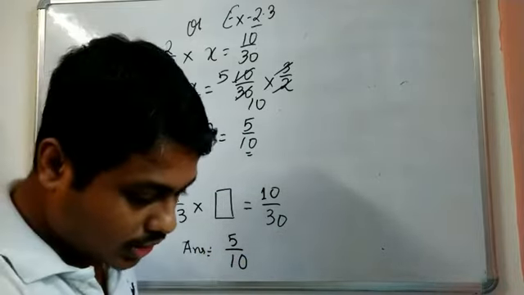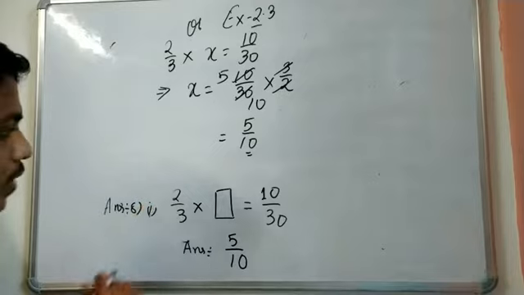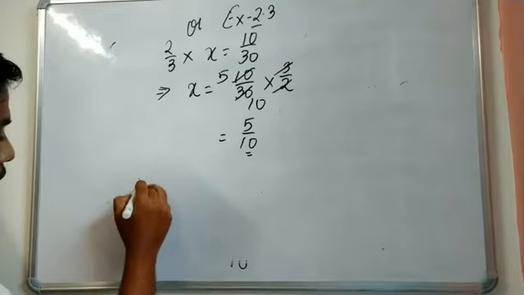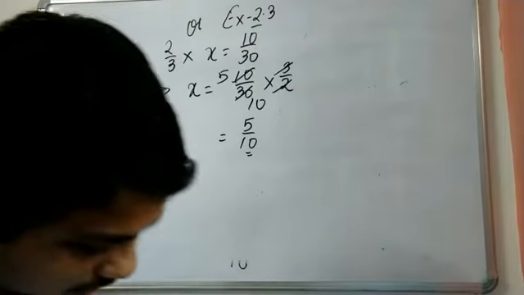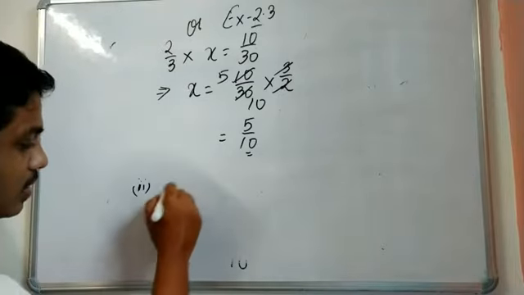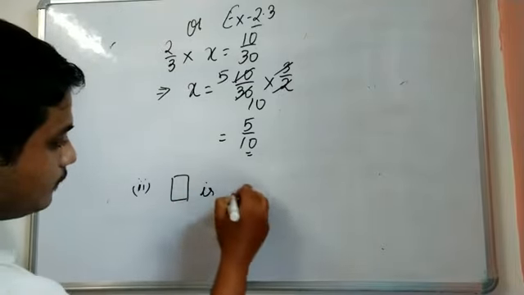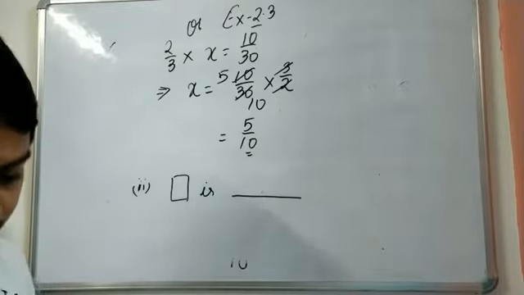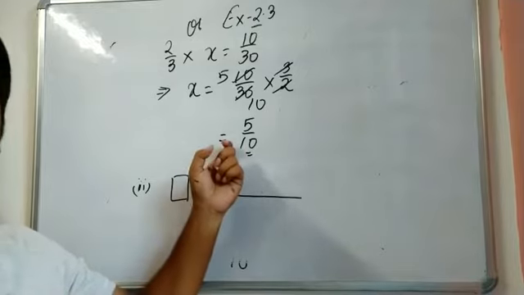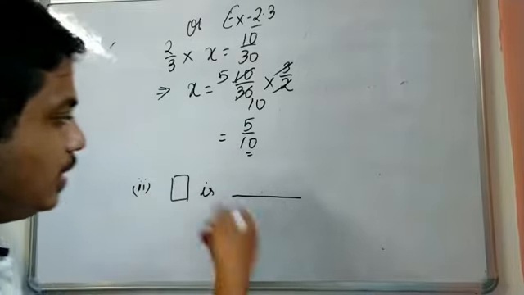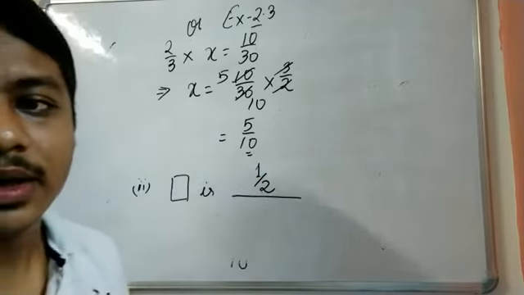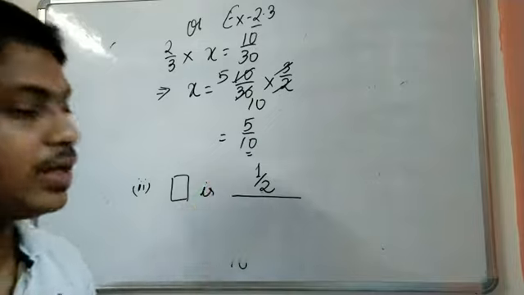This was part 1. Now we go to part 2. Part 2 says: the simplest form of the number obtained in the box is dash. Simplest form means this one. What will be the simplest form? If I divide it, I get the answer as half. That will be your simplest form.